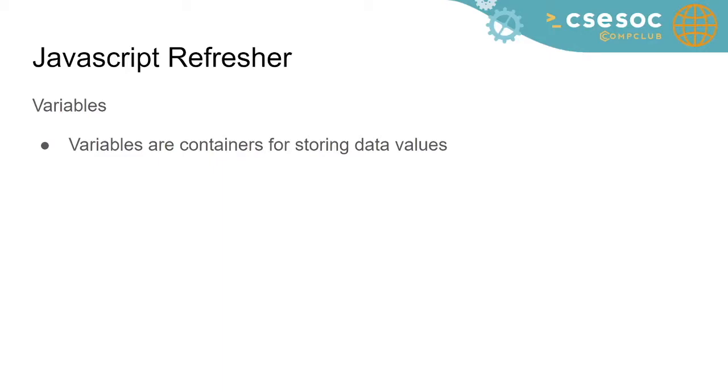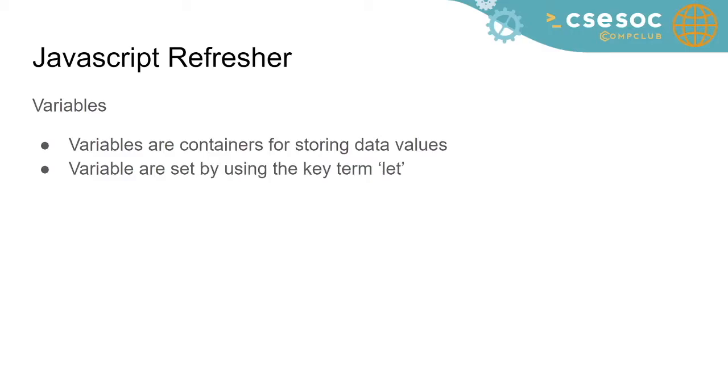Yeah, so as we mentioned last time, we learned about variables. Just as a refresher, variables are containers for storing data values. So you could have a variable that stores a string like hello, or it stores a number like 32. Those are all examples of how you would use a variable.